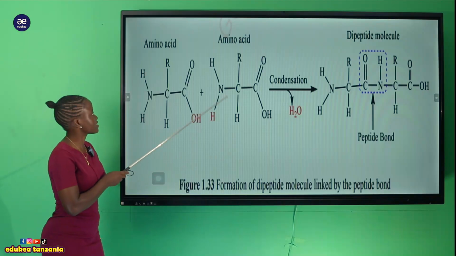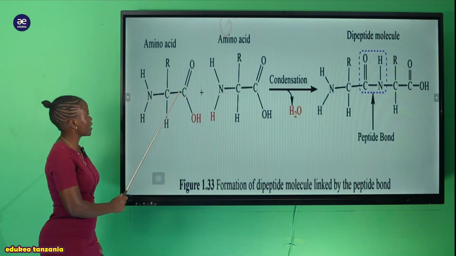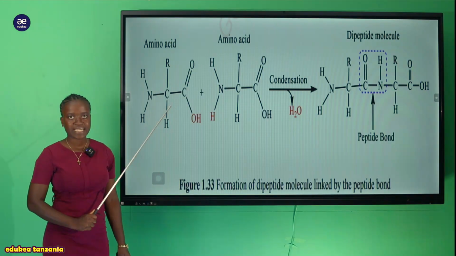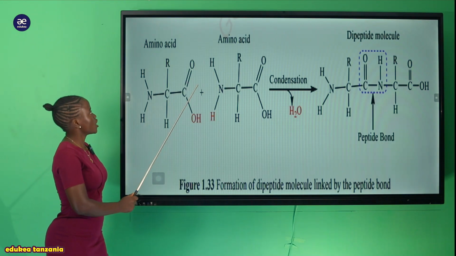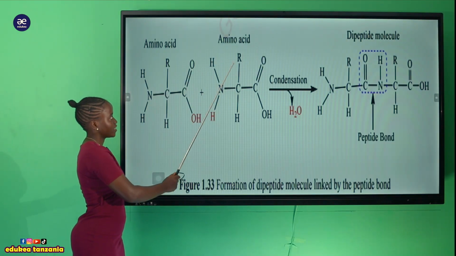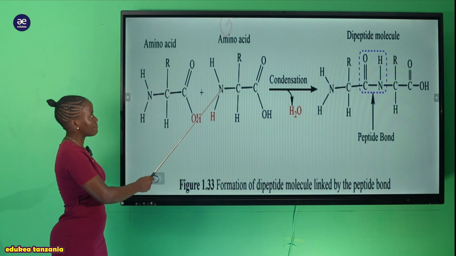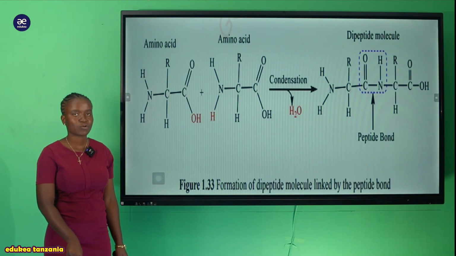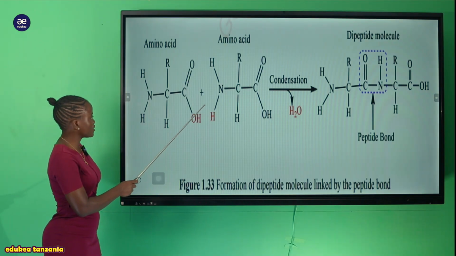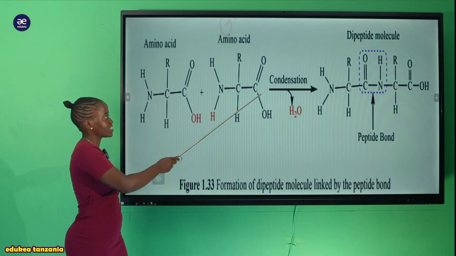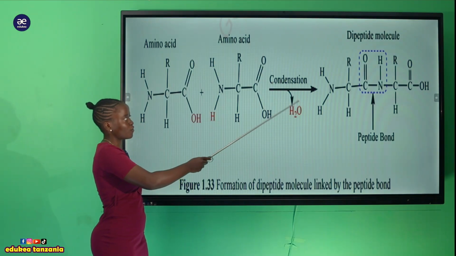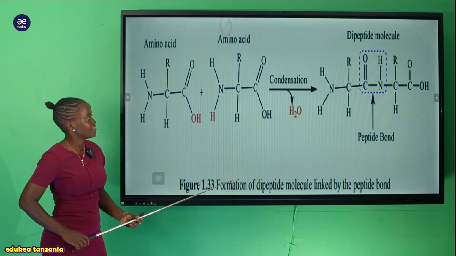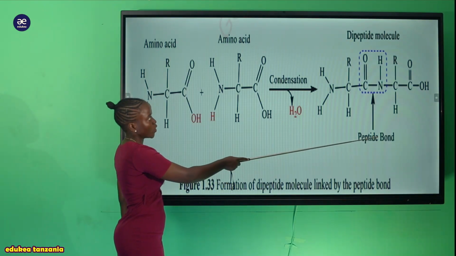So now you can see kwenye hii part ya amino acid, kwenye hii structure ya carboxylic group, it tends to contribute its hydroxyl ion. But also in this amino acid, in the part of amino group, it tends to contribute its hydrogen atom or ion. So after combination of this, it involves the condensation reaction, meaning that there is a loss of water from it. And now after the loss of water, you can see there is a formation now of a peptide bond.